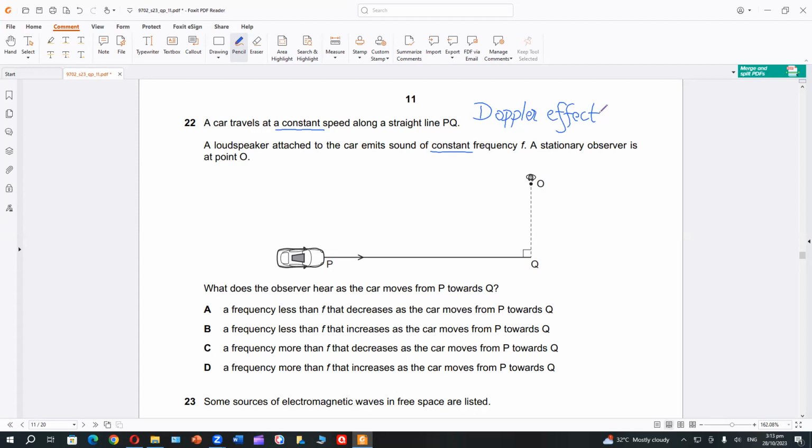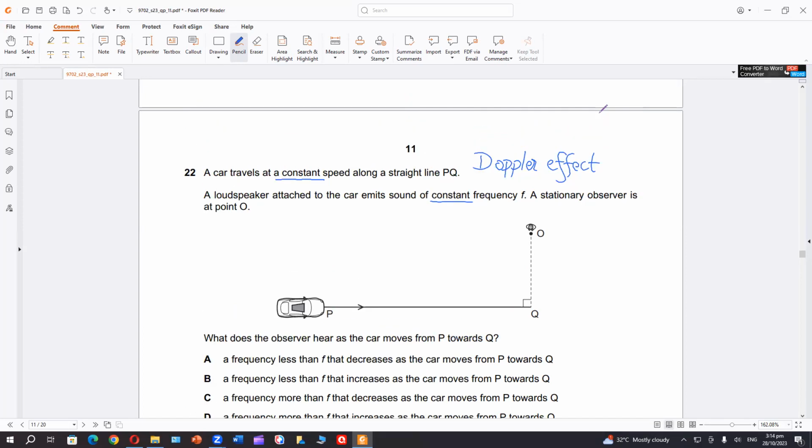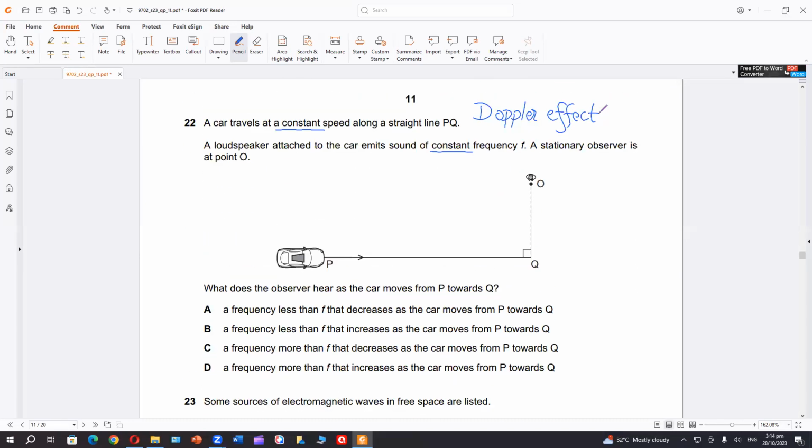So we need to know how we decide this question, because this is a theory question. So elimination should be used. A: a frequency less than f that decreases as the car moves from P to Q. Less than doesn't make sense to me, because when it is approaching, when it's getting closer, frequency should increase. Now you have to see this question, number 22. A and B are out of question because frequency is less. What is f? Frequency f is the frequency of the source.